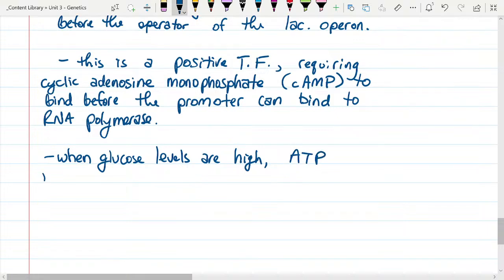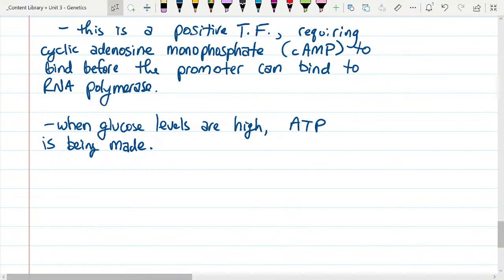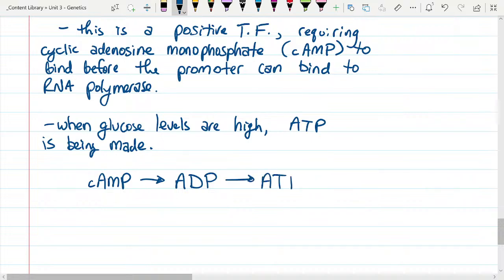ATP is being made, right? And as it happens, to make ATP, we haven't talked about this before, but cyclic AMP gets turned into adenosine diphosphate, and adenosine diphosphate gets turned into adenosine triphosphate. So if there's lots of glucose, if there's lots of this, there will be very little of this.